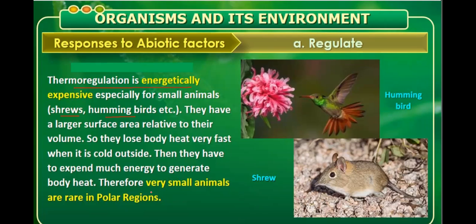That's why they cannot survive in polar regions. Sometimes the question is asked: why are shrews, hummingbirds and small animals not present in polar areas? You have to write the answer: in comparison to their body volume, their surface area is more, therefore they lose more energy, and it is not feasible for them. Therefore smaller animals are not present in polar regions.